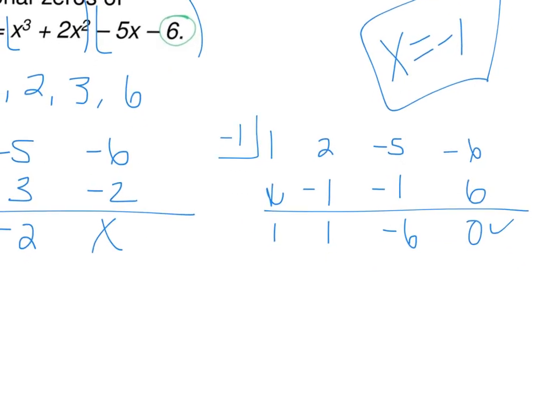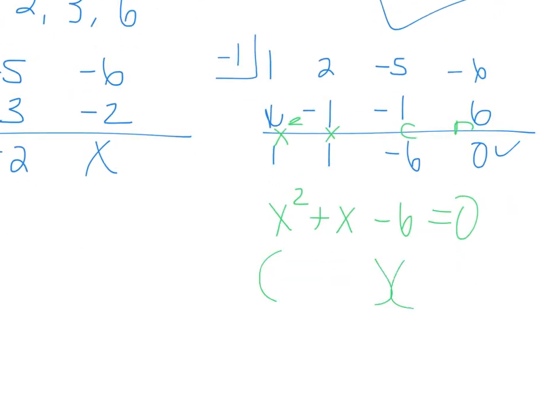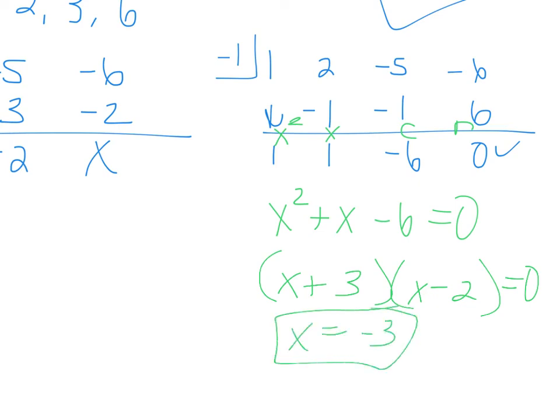Now, you can synthetically divide again, or we could say, hey, what's left over? How do I write this resulting polynomial? X squared plus x minus 6 equals 0. Are there factors of negative 6 that multiply to give me negative 6 and add to give me 1? Yes. What are they? Plus 3, minus 2. 3 times negative 2 is negative 6. 3 plus negative 2 is 1. So I have zeros at x equals negative 3 and x equals 2.